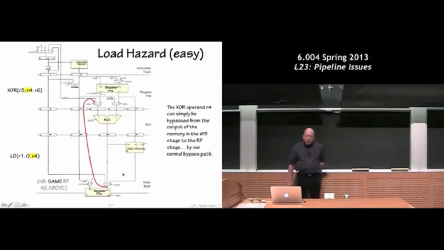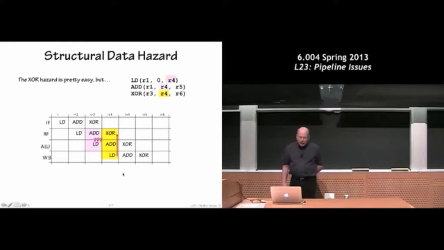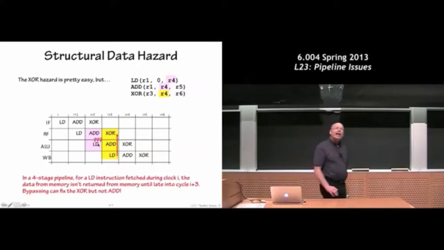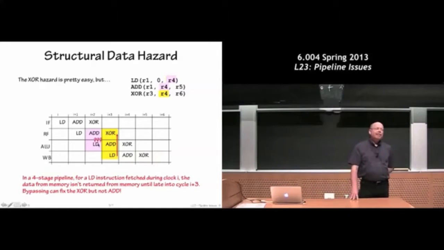Okay. Everybody happy with that? So the XOR instruction is no problem. Our bypass paths take care of it. The trouble is that the add instruction doesn't work. And why not? What's going wrong? Why isn't the information we need there? When the load is in the ALU stage, what is actually coming out of the ALU? What do we use the ALU for when we're executing the load instruction?